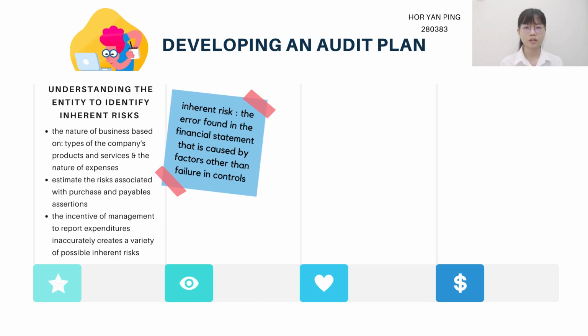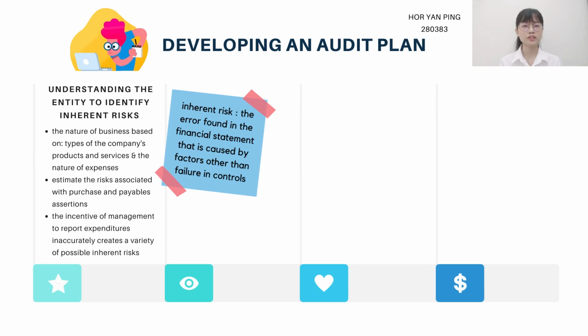To prepare an audit plan, it is vital always to understand the entity's background and its environment. It contributes to the investigation of possible financial reports' material misstatements. As we know, the inherent risk can be defined as the error found in the financial statement that is caused by a factor other than the failure in controls. In the purchase cycle, the auditor must determine the nature of business based on the types of company's product and services and the nature of expenses.